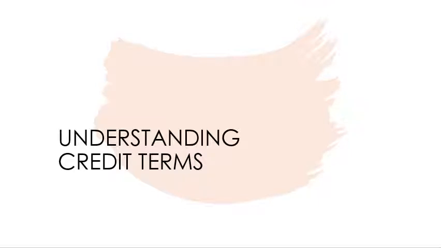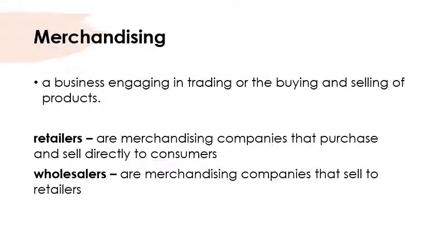For today, we will be dealing with understanding credit terms. As a quick recap, we already know in our basic accounting class that a merchandising business is one that is engaged in trading, or in the buying and selling of products. The merchandising companies that purchase and sell directly to the consumers are called retailers, and the companies that sell to these retailers are called wholesalers.